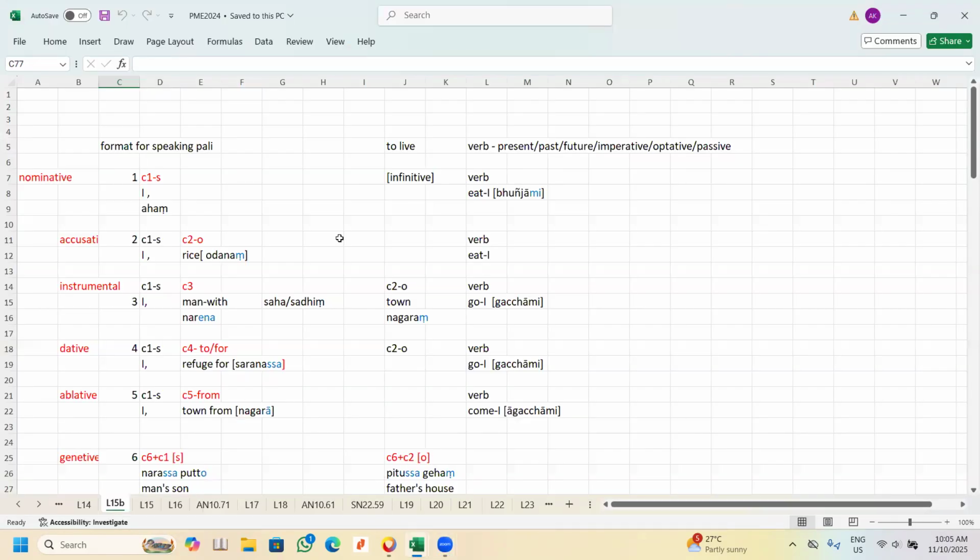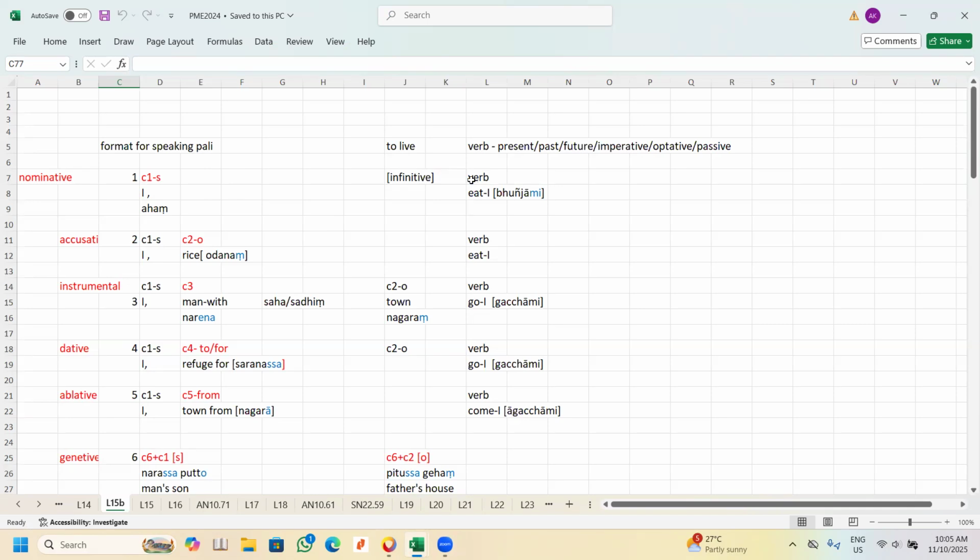Now, this is going to be the format for translation from English to Pali. Basically, you can apply it to speaking Pali. And if you are observant enough, you see that this is basically Pali. You will start with a subject, which is put in the nominative case. And then you will have a verb. No need for an object.